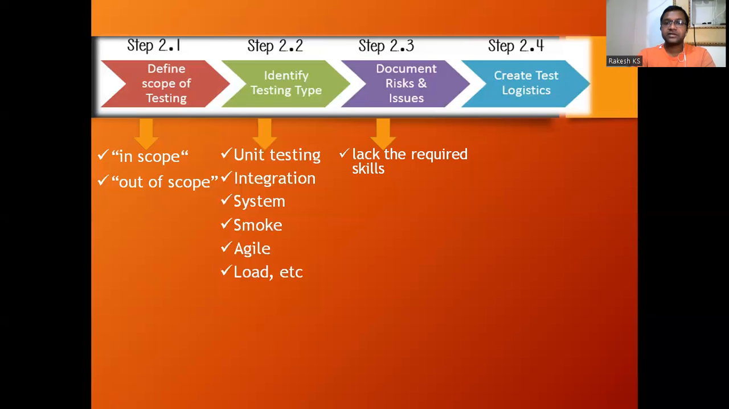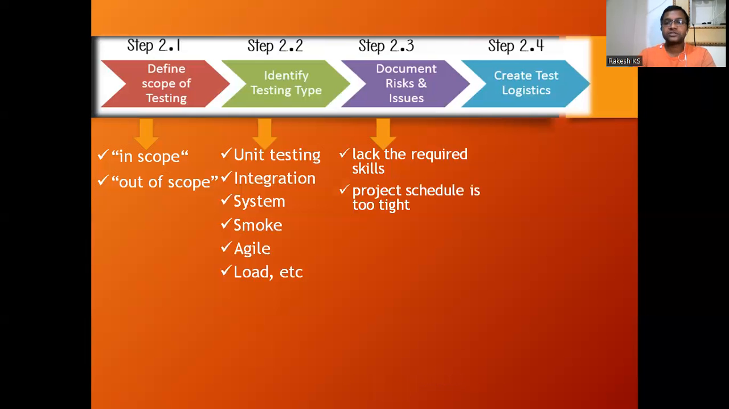The first one here is lack of required skills. For example, if an employee lacks the skills required for the testing process, this is also a risk involved in hiring an employee for a particular task or project. In order to tackle this, we have to give training to the particular employee early on in order to avoid this kind of risk.